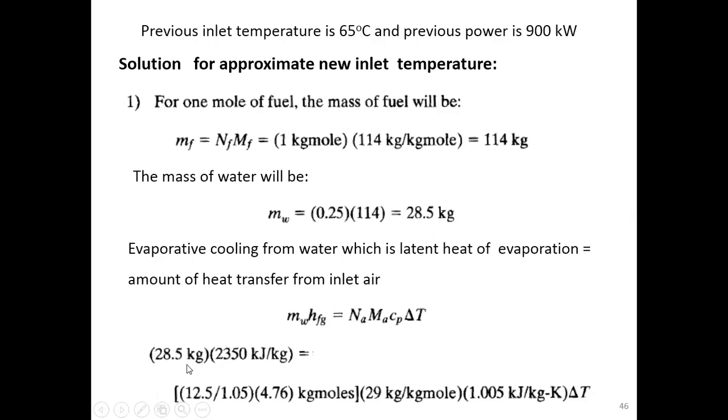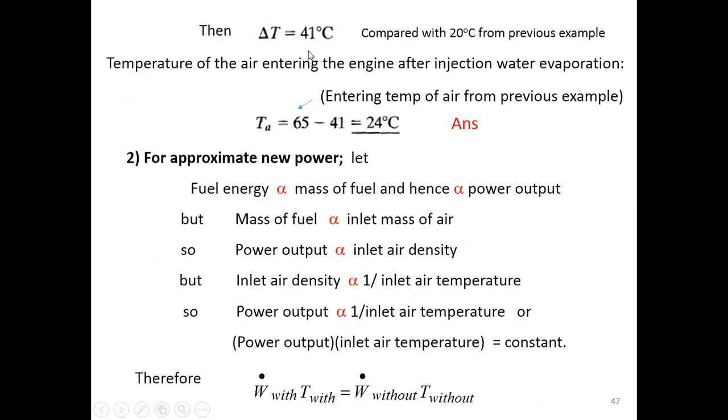So 28.5 kilogram times 2,350 kilojoule per kilogram, the heat of vaporization for the water, equal to the mass of the air times the molecular mass times the Cp times delta T. So the new delta T will be what? Higher, right? 41 degrees Celsius, right? So the new entering air temperature after water injection happens will be what? 65 minus 41, which is down to 24 degrees Celsius, right?